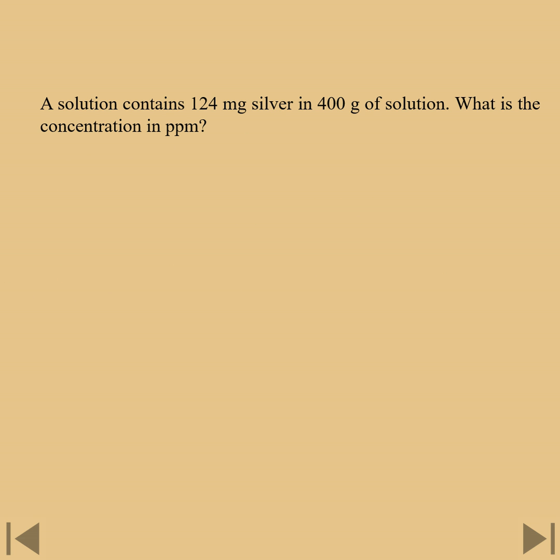Okay, and next, a solution contains 124 milligrams of silver in 400 grams of solution. What is the concentration in parts per million? Well, that's the same setup as parts per 100, only we're multiplying by 1,000,000 instead of 100. And on the top is going to go our solute, the 124 milligrams, but I need to put that in a common unit with the solution mass, or the total mass. So let me go ahead and just convert that into grams.